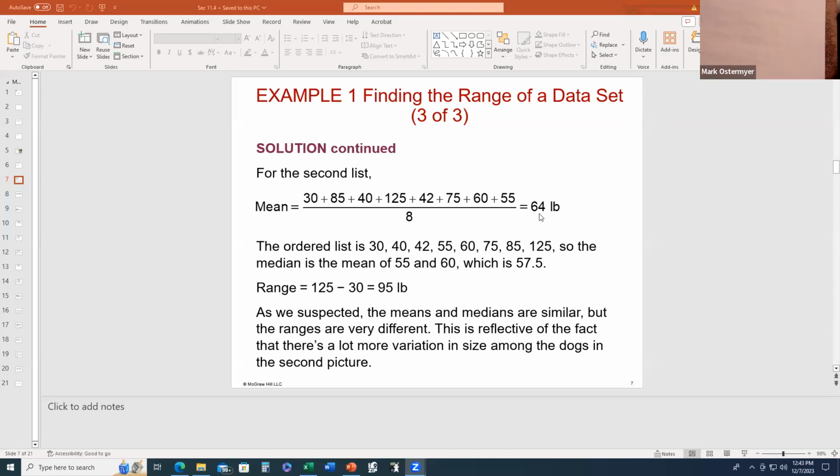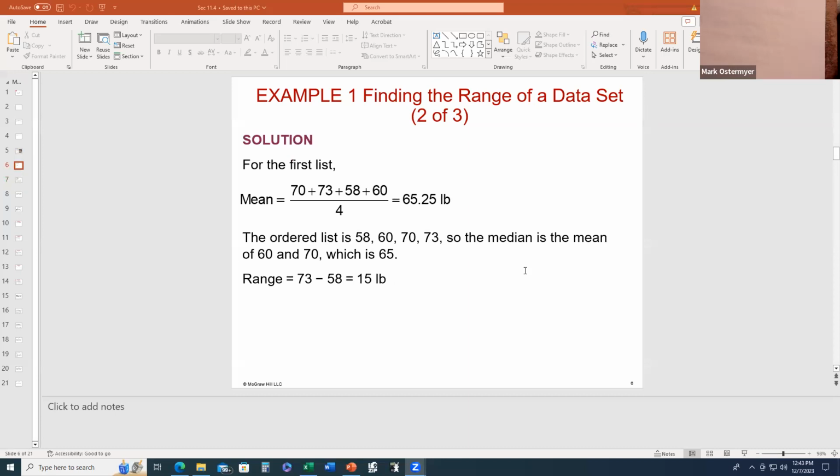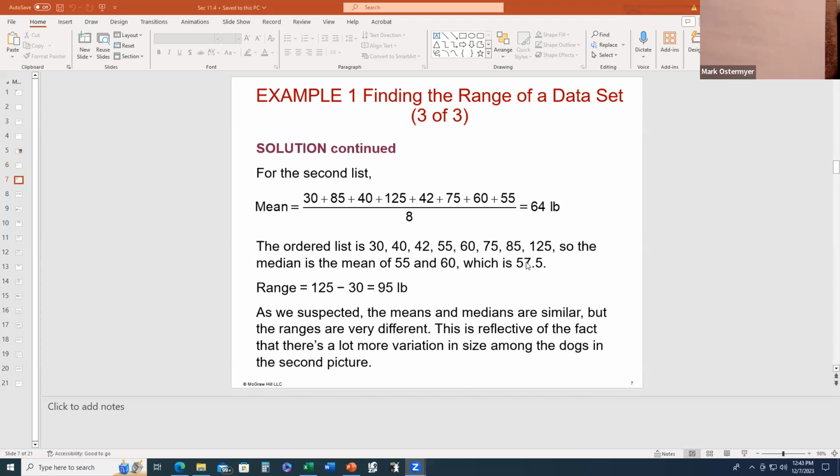Notice for this data set, the mean is a little bit larger than the median and is not nearly as close to being equal as in the first data set, where the mean and median were almost numerically equivalent to each other. I think the reason stems from the fact that we do have a dog in this second data set that has a weight of 125 pounds. That seems to be a little bit larger than most of the other weights, or the majority of the other weights.